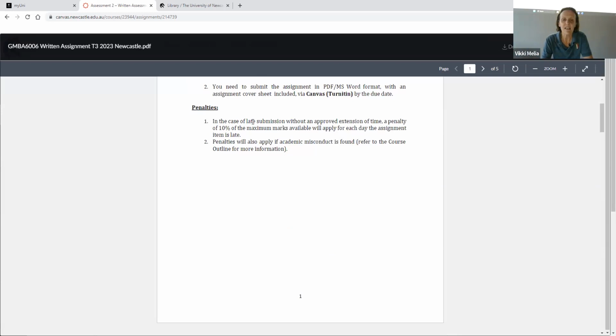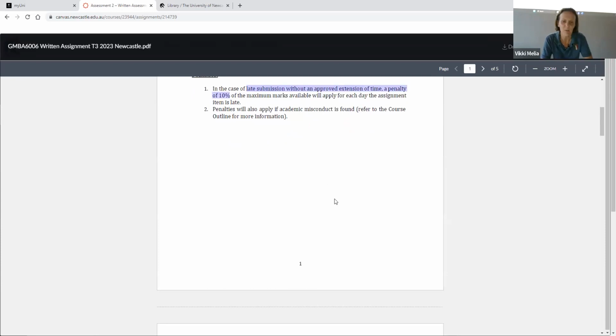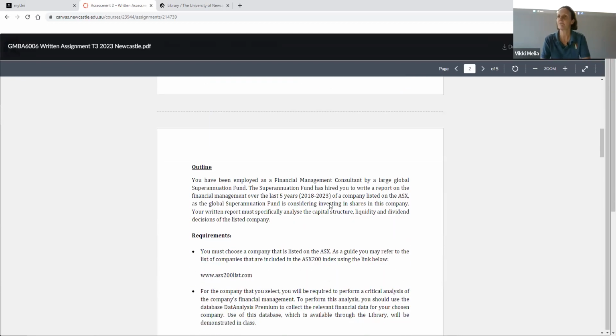If you're submitting late without an approved extension, you lose 10% of the 25 marks. So you lose 2.5 marks for each day that the assignment's late, but that shouldn't be an issue because you can ask questions, get help, and just make sure that you can submit on time.